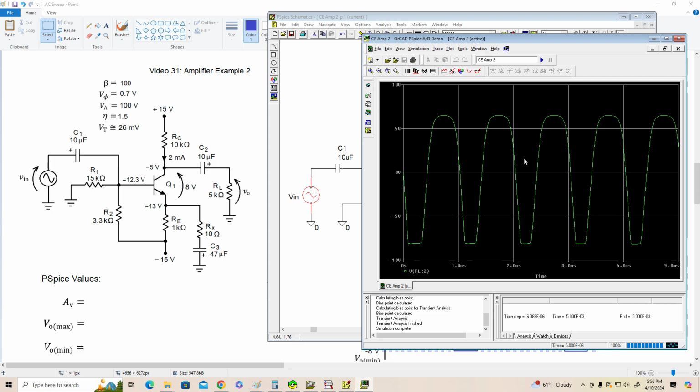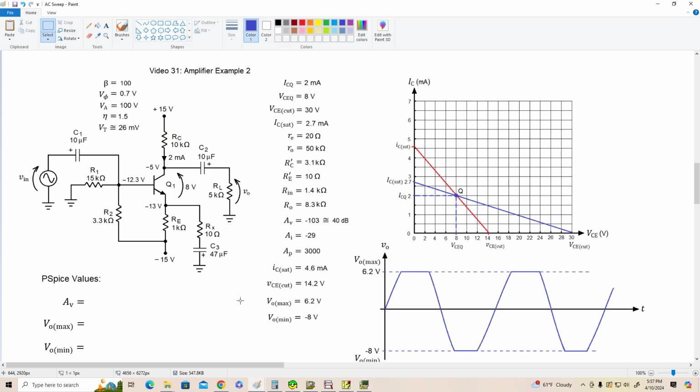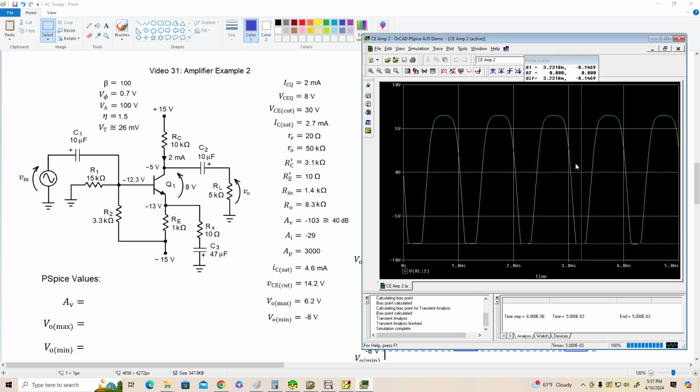But for right now, let's just take a look and see what our clipping levels are. Here, our negative clipping level is about negative 8.1 volts. We predicted negative 8, so that's pretty good. And our positive clipping level is about 6.5 volts. We predicted 6.2, so that's again pretty good correlation between our theoretical values and what PSpice tells us. So again, that should make you feel better about going to all the trouble of learning to do this stuff.